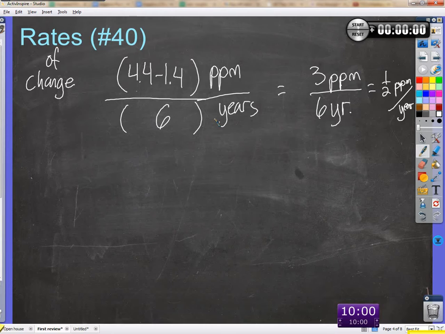Okay. So a rate of change is just, depending on what you want to know, how much one thing changed versus how much another thing changed. Okay, over a span of time or over a distance or whatever.